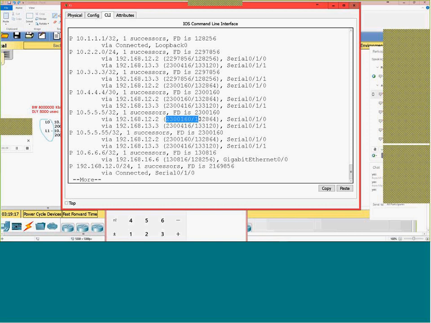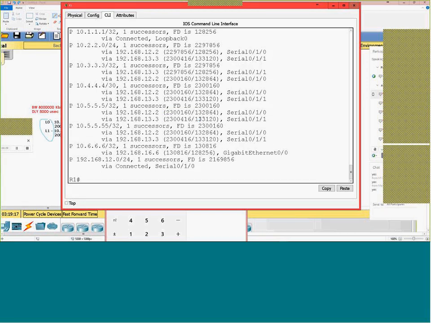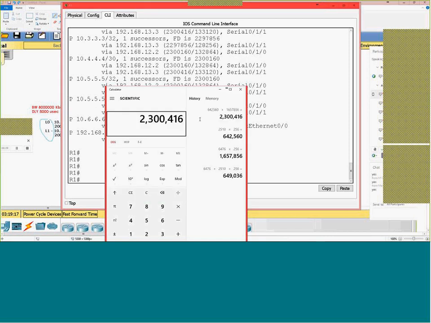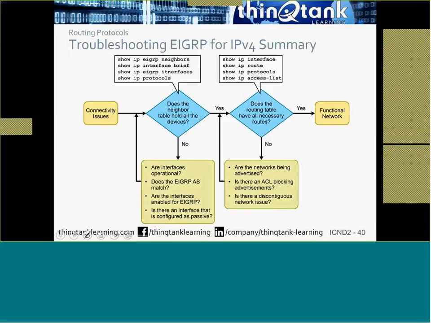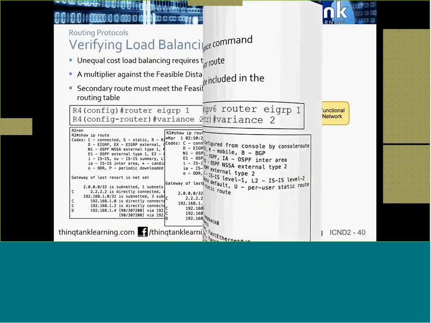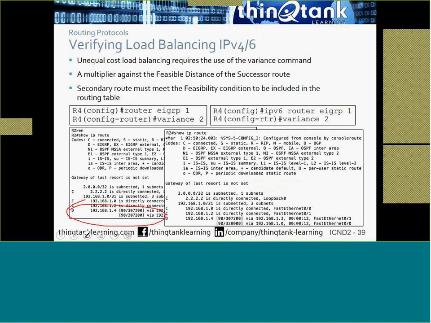So not only do I have a successor, I have a feasible successor. That make sense? Now I want to make it so that it's not a feasible successor. Actually, before I do that, I wanted to wrap up the discussion about this variance. Okay? Because now we're not load balancing. But if I add the variance, I will be load balancing again.